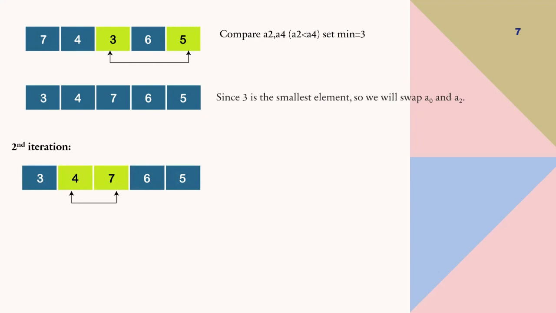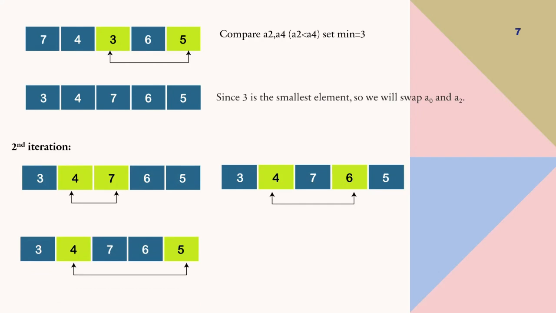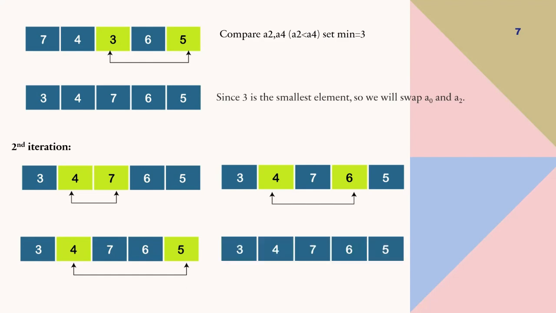4 is compared with 7. 7 is greater, we are not swapping. In the same way, 6 is greater than 4. We are not swapping. It goes with the same process for 4 and 5 too. So since 4 is compared with all the elements, we are not changing the position of 4. Since the minimum is 4, no swapping with the other elements.